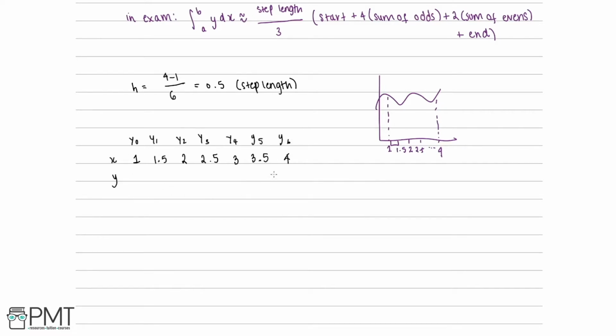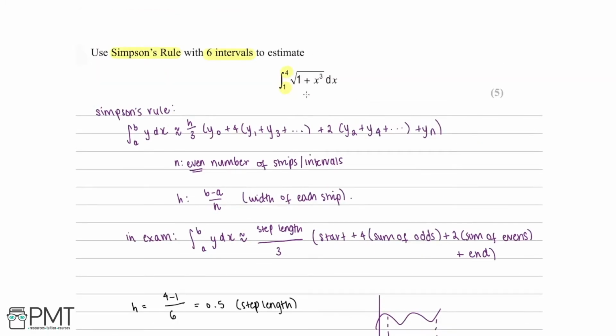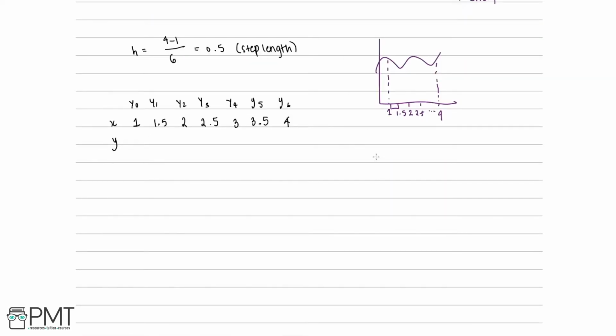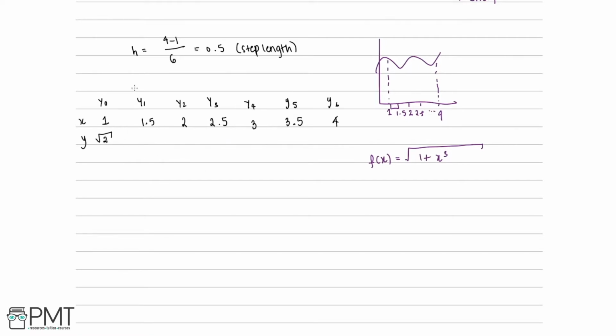Well, y0 will be the value of our function, root of (1 plus x cubed), when x is equal to 1. So once again, our function is root of (1 plus x cubed). So our value of y0 will be root of (1 plus 1), which will just be root 2. So y0 will be root 2. y1 will be root of (1 plus 1.5 cubed), which will be root 4.375 to 3 decimal places. Let me spread this out a bit more so I have more space to write. So we have root 2 for y0, and for y1 we have root 4.375.